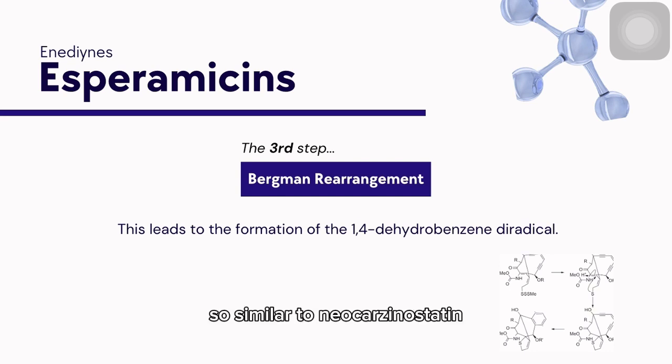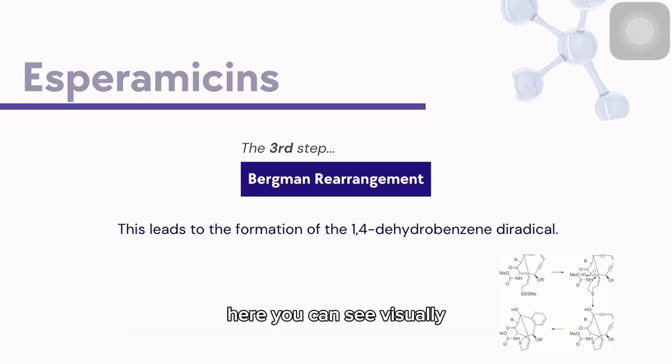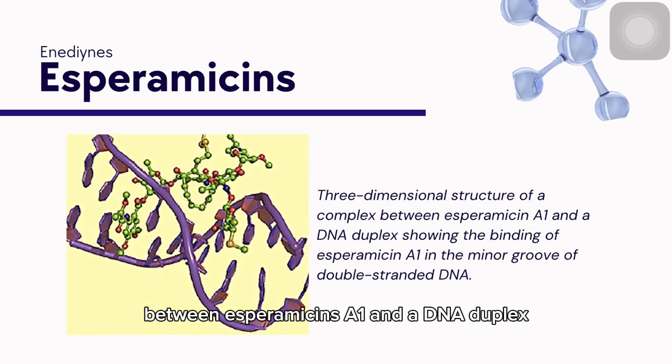So similar to neocarcinostatin, the production of diradicals causes breaks in the DNA strands, which eventually disrupts the cancer cell's ability to function properly. Proteins facilitate the binding of esperamicin to the DNA or modulate the DNA structure to enhance the compound's affinity for its target site. Here you can see visually the three-dimensional structure of a complex between esperamicin A1 and a DNA duplex, showing the binding of esperamicin A1 in the minor groove of double-stranded DNA.